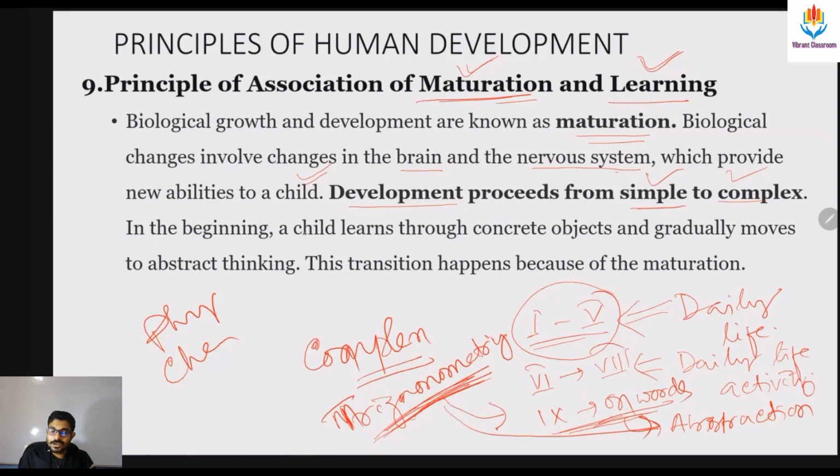So in the beginning, a child learns through concrete objects and gradually moves to abstract thinking. This transition happens because of maturation. That thing proceeds from simple to complex only due to maturation.